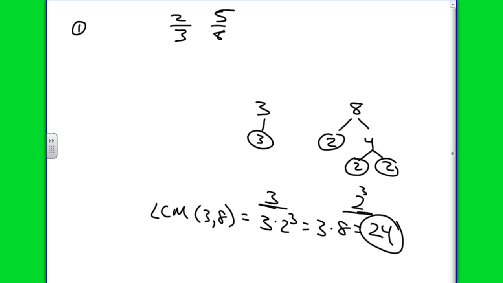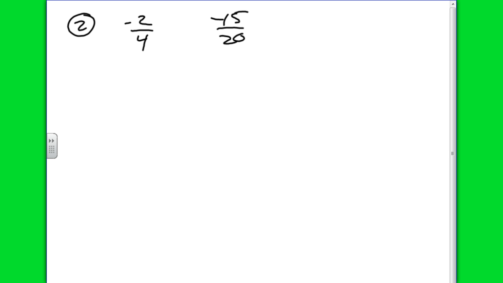So this is a case where the two numbers, 3 and 8, are relatively prime. They don't have any factors in common other than 1. And so we just multiply them together when they're relatively prime like that. Okay, so Kyle tells us 20.